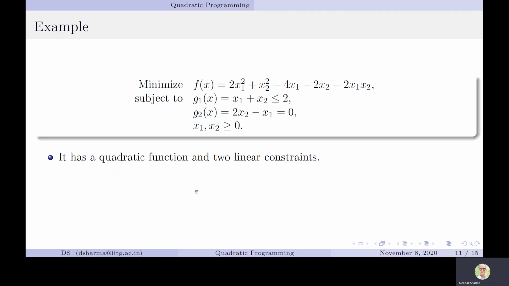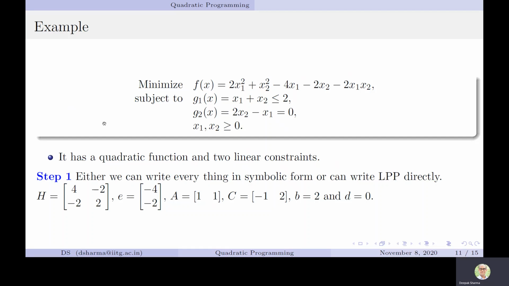Let us take an example now. Here we want to minimize a function. This is quadratic in nature, and we have two constraints: x1 plus x2 smaller than or equal to 2, and 2x2 minus x1 equals 0. So we have a smaller-than-type constraint and an equality constraint. It's already a quadratic function with two linear constraints. So we can write the symbolic form or write directly. We are following the symbolic form here.